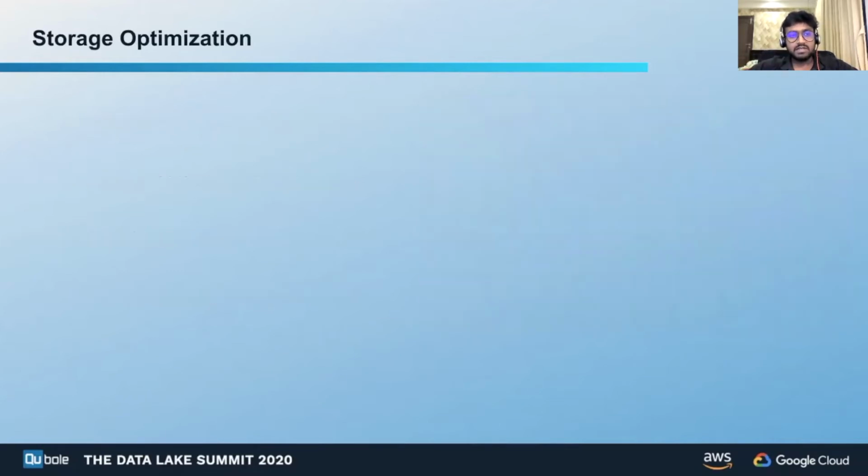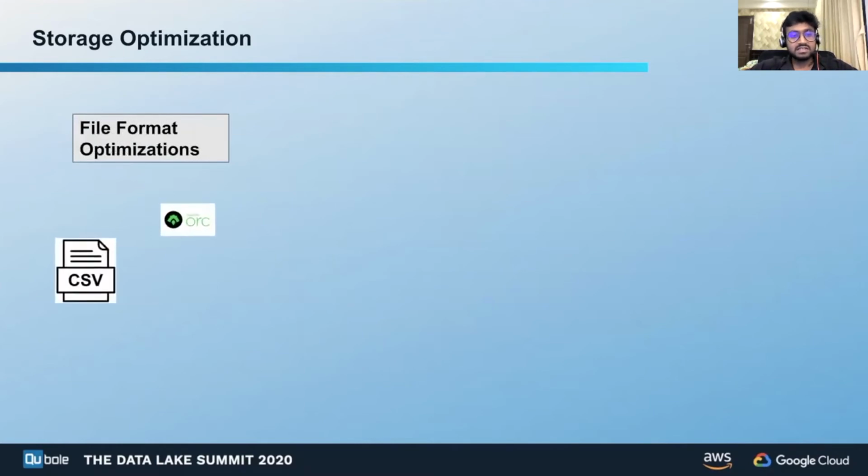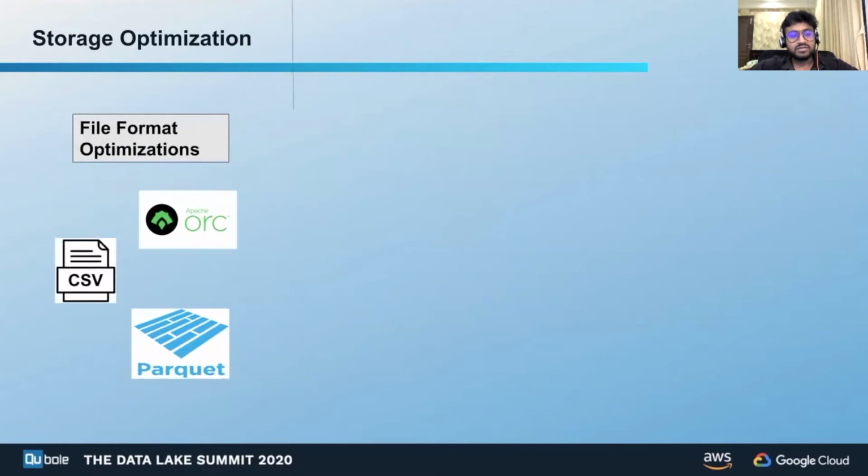Once all this pipeline stability was achieved, we moved our focus to storage optimization. As the storage cost keeps on increasing, we had to make sure that we do something about the ever increasing S3 cost. So first in this line was file format optimization.